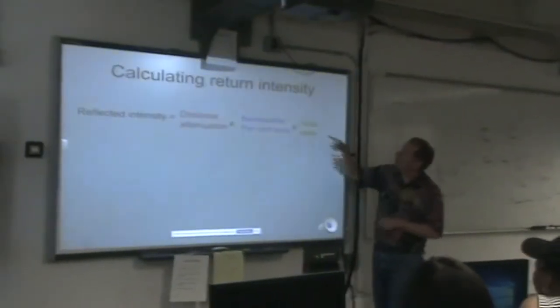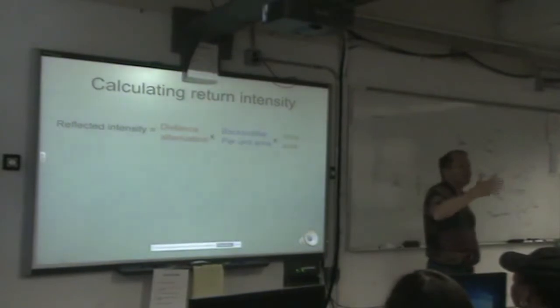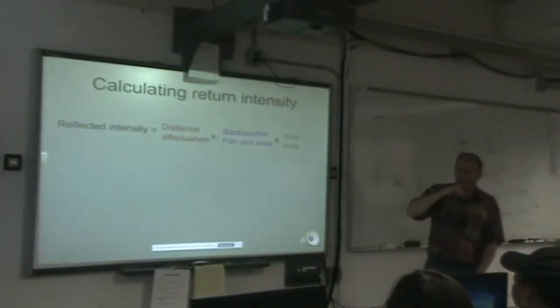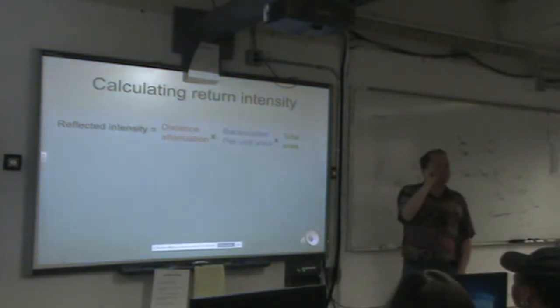And then, of course, you have to get the total area, because this is backscatter per unit area. You have to figure out the area of the drops. So this is the area of the scattering targets.